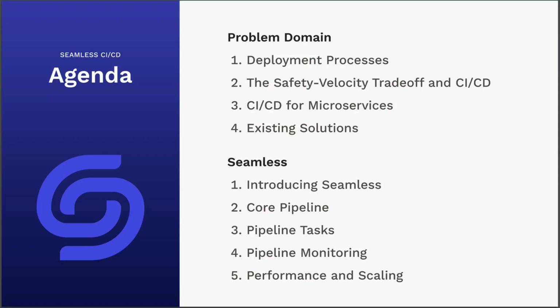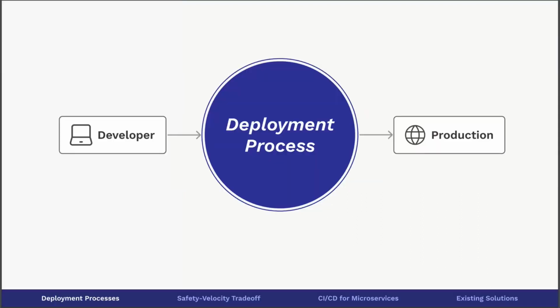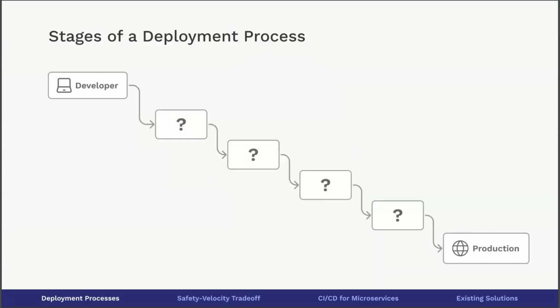But first off, what is a deployment process? So a deployment process is all the steps involved in getting new code from a developer's machine to a production environment. Most deployment processes tend to follow the same rough outline of stages. So let's take a look at what we're calling the 4 core stages of a deployment process.